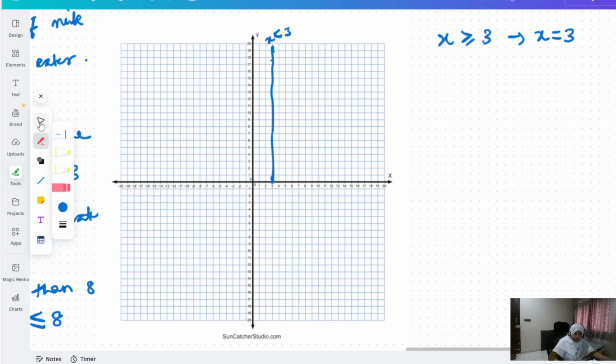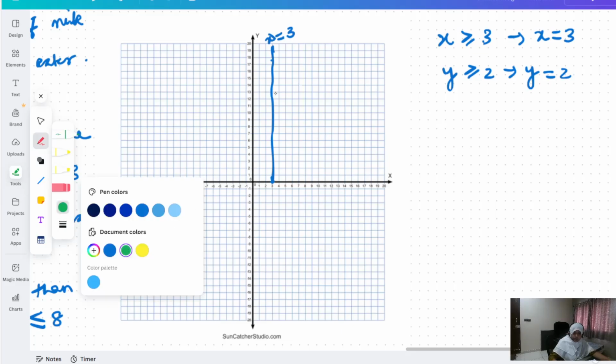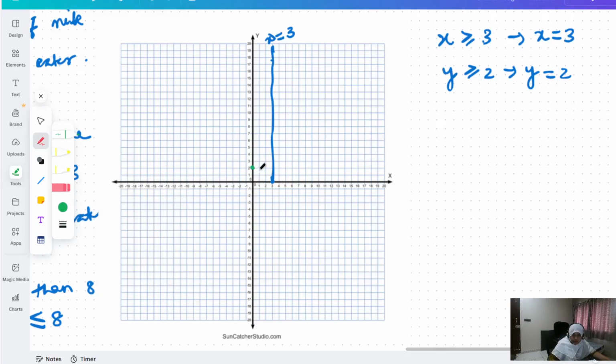Sorry, it looks like a greater than symbol. So x equals 3. Okay, so next part of the question is y should be at least 2, which is nothing but y equals 2. I'll just write this. See, if y equals 2, then the value of x will be 0. This is the graph I'm getting for y equals 2.